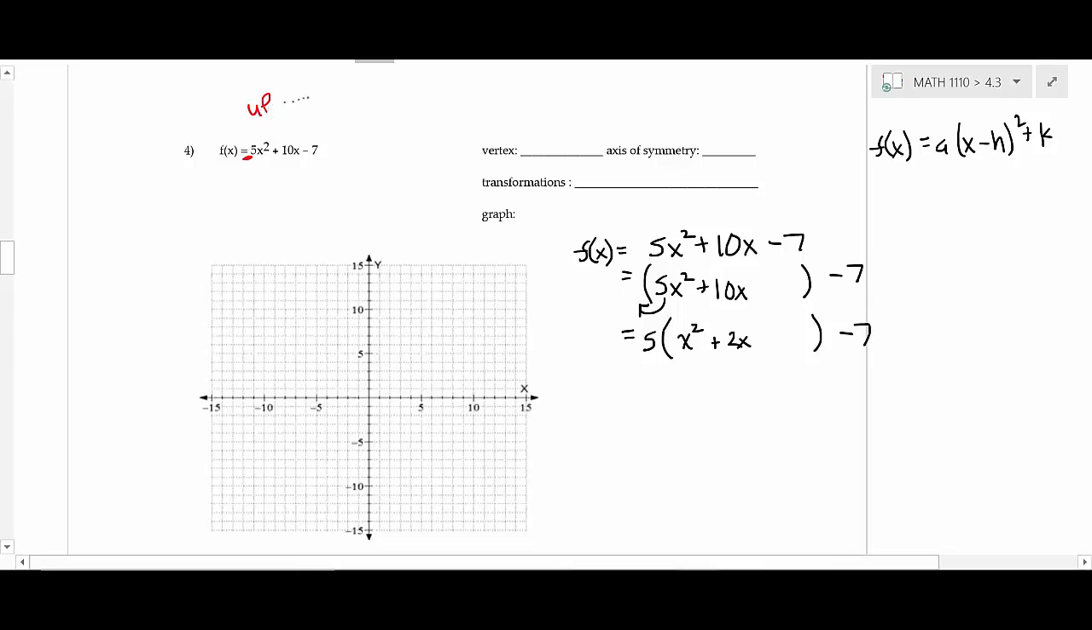Okay, now you're ready to complete the square. So do the 2. What are you going to do? What's half of 2? 1. What's 1 squared? 1. Okay, so what you're going to do is put a plus 1 there. And now you got to watch this real carefully. This is where students have the hardest time.